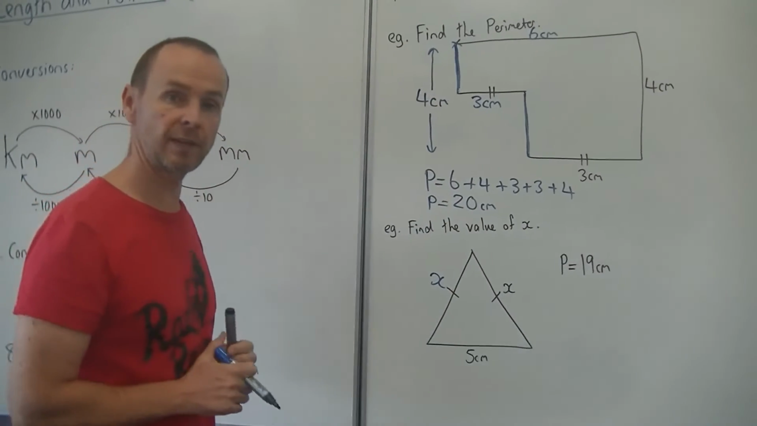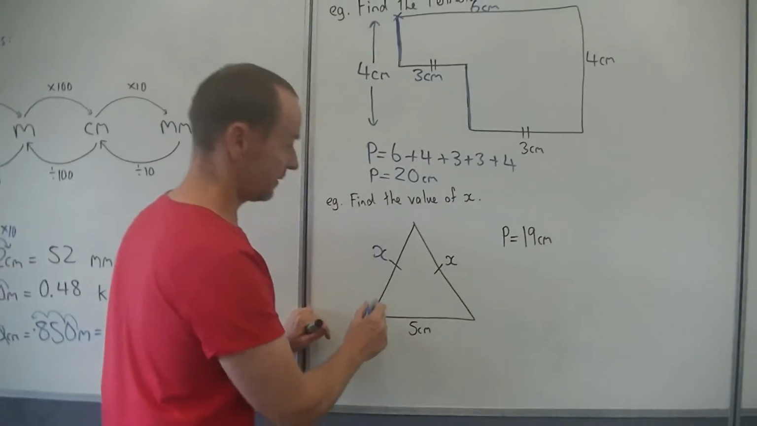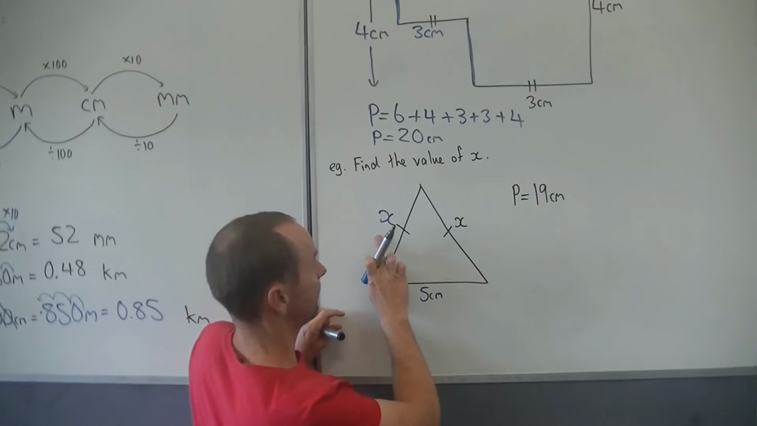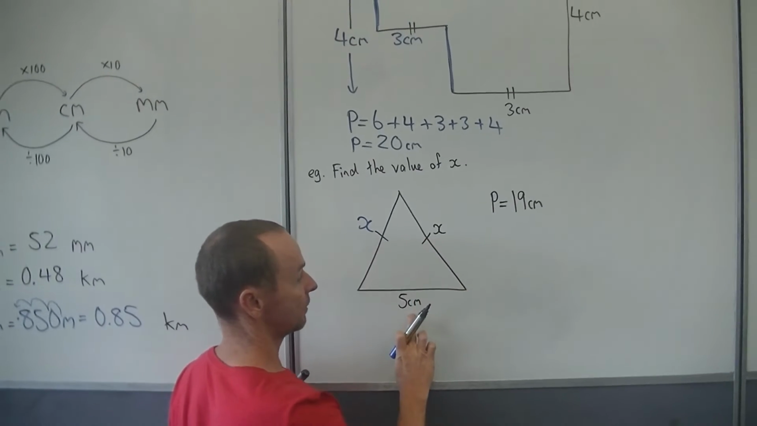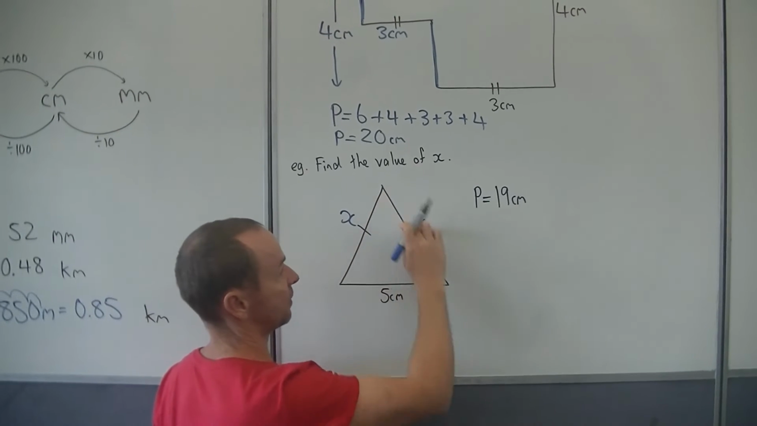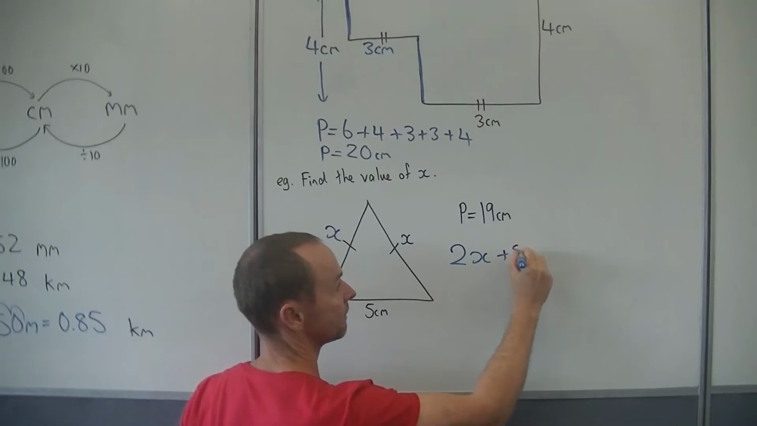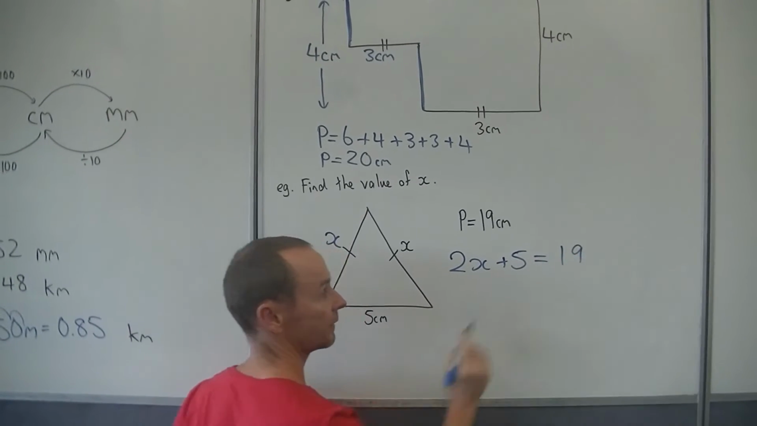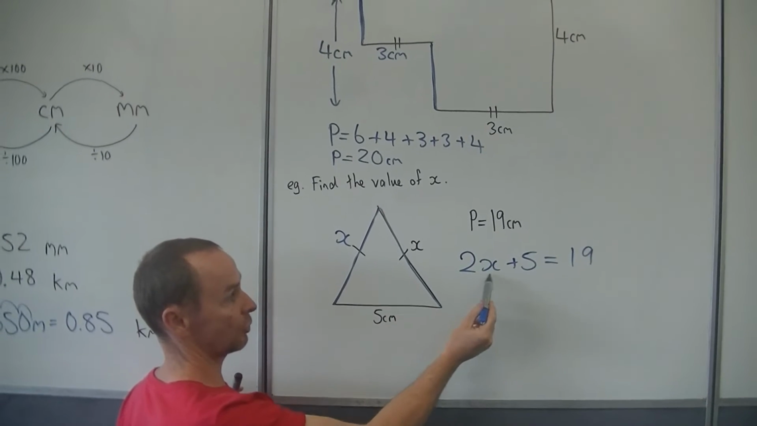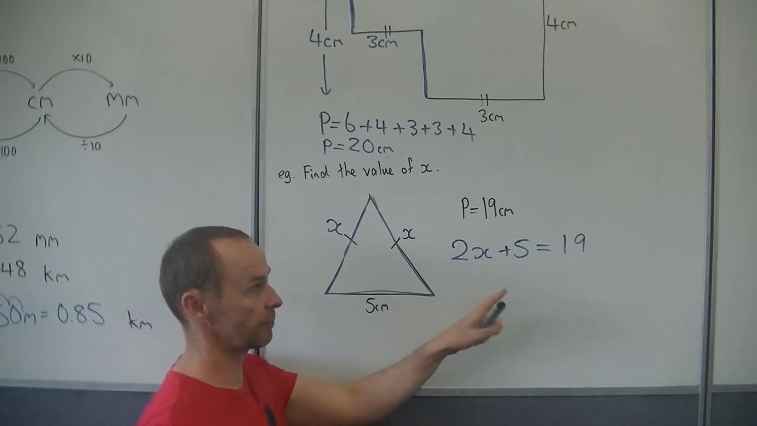So what I want you to do for this is set up an equation. So what we know is that when you add all the sides together, they equal 19. So let's do that. x plus x plus 5 is equal to 19. Another way to say that is x plus x is 2x. So 2x plus 5 is equal to 19. Does that make sense, everyone? That's x and that's x. So that's how I got 2x plus the 5, and that's equal to 19, because that's the perimeter.